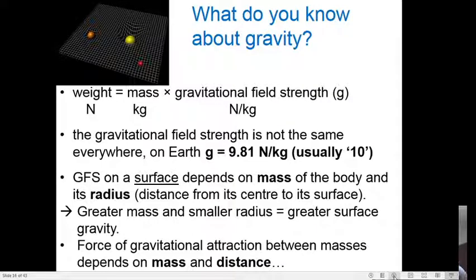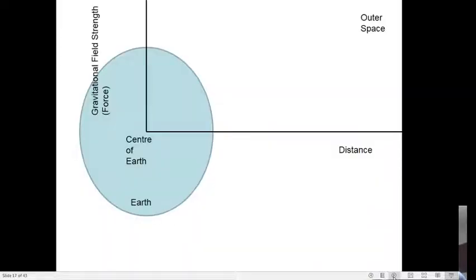So the force of gravitation between masses: you've got two masses, the moon and the Earth, they've both got mass, so they've both got gravitational forces that are attractive forces pulling in, depending on the mass of the two objects and how far apart they are. Okay, so hopefully that sort of makes some physics sense.